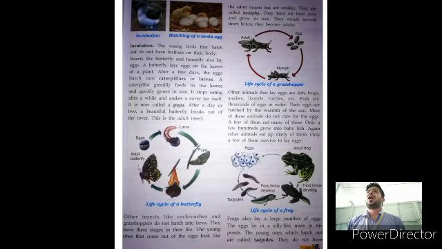Dogs look after their puppies. Birds feed and protect their chicks. Other animals like fish, frogs and snakes do not take care of their young ones. The young ones look after themselves when they hatch.